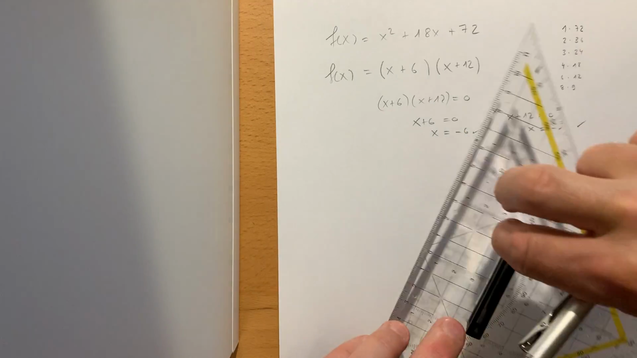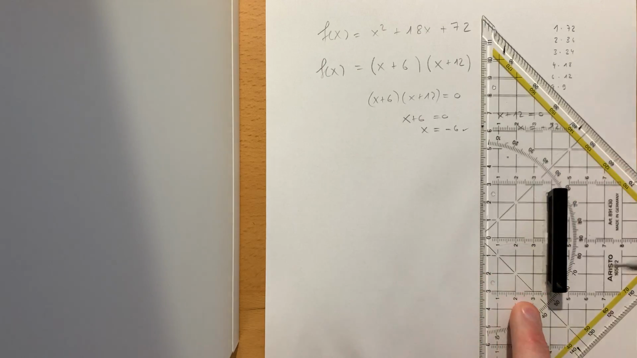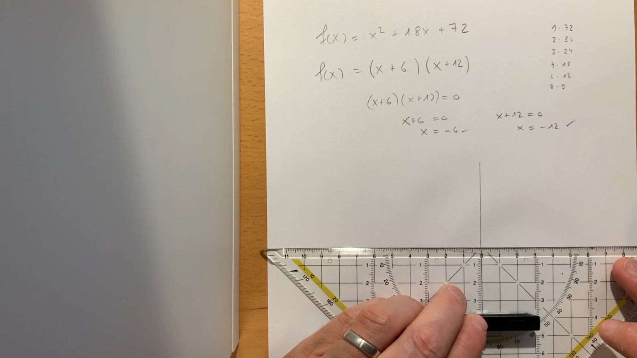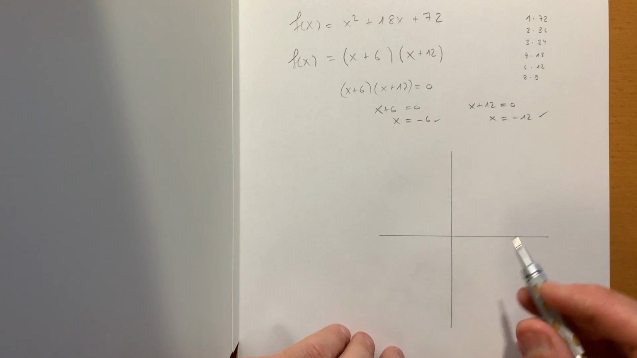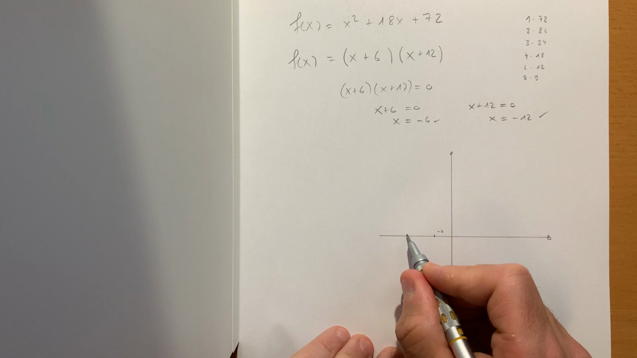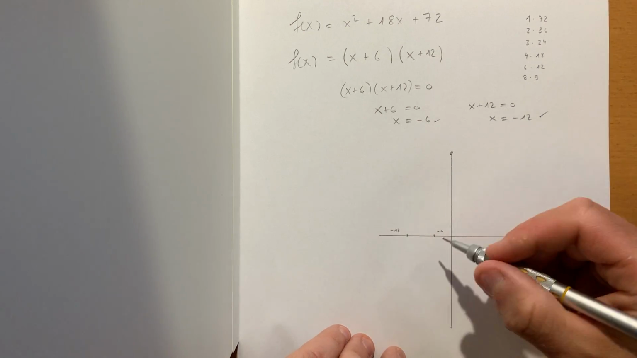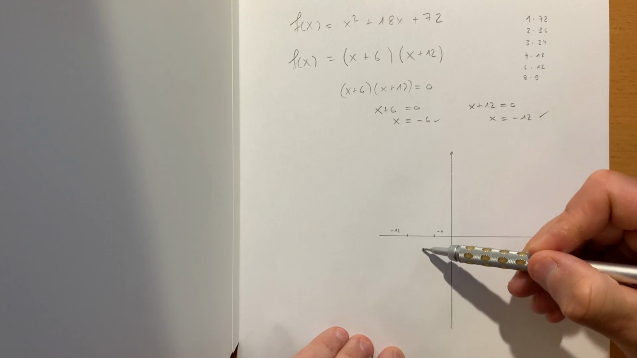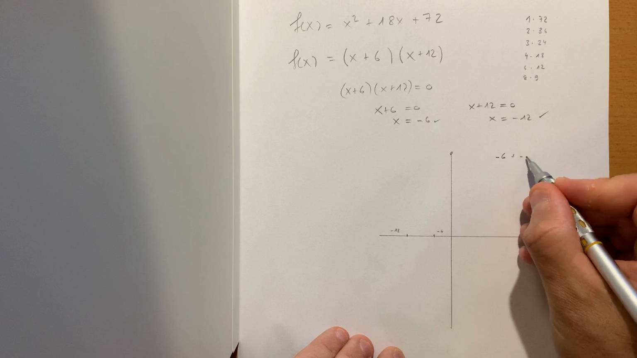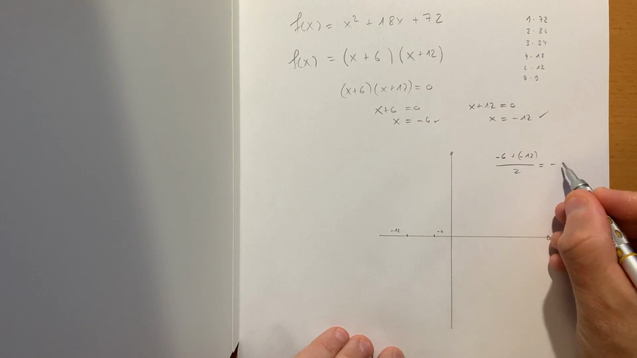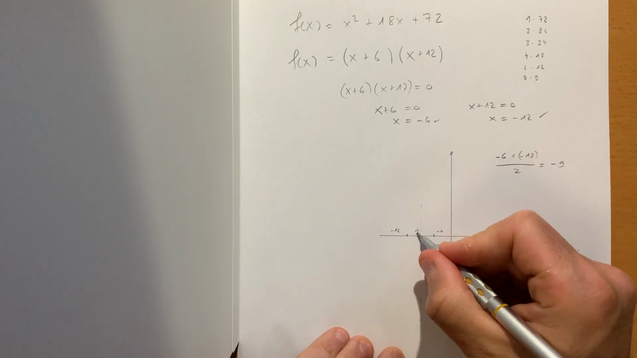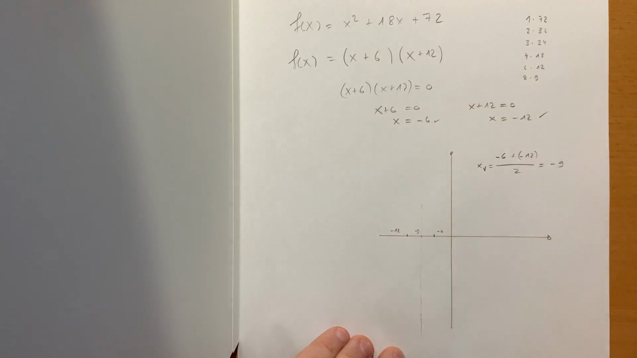So now you can, in fact, make a qualitative sketch like this. Here we go. So let's say this is minus 6. And let's say this could be minus 12. Okay? So what we know is that the vertex has to be in between these numbers. So it's minus 6 plus minus 12 divided by 2. That's minus 9. So it is going through minus 9. This will be minus 9. That will be the x value of your vertex.